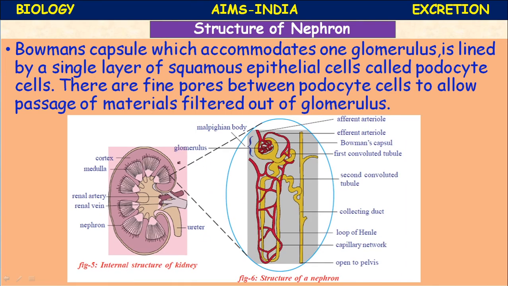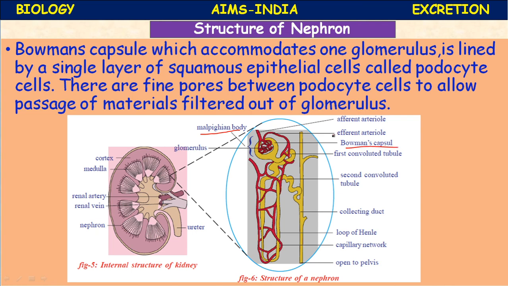Now you see, this is the internal structure of the kidney and this is the structure of the nephron. The nephron is divided into two parts: the Malpighian body, and the remaining tube-like structure, which is called the renal tubule. In the Malpighian body the glomerulus is formed. This cup-like structure is called Bowman's capsule.